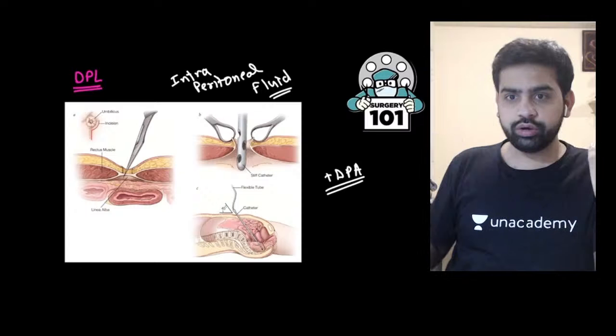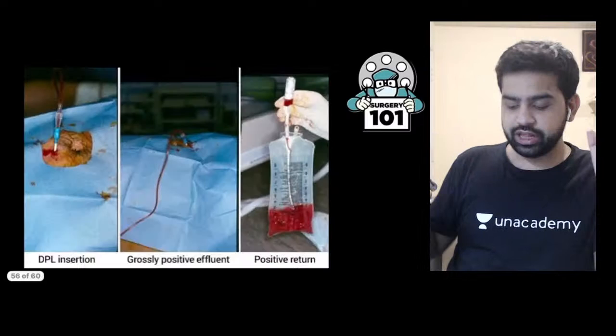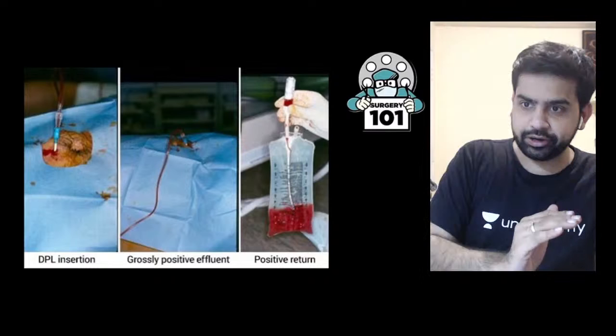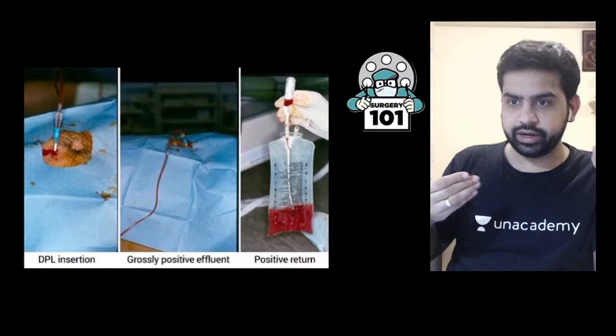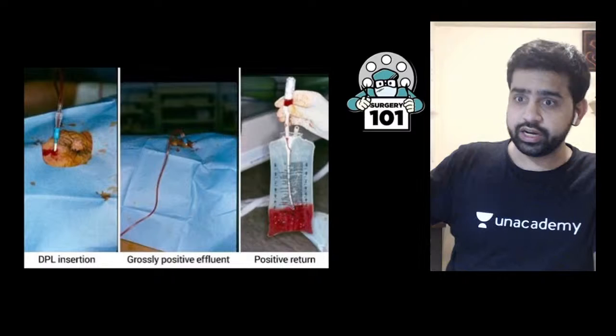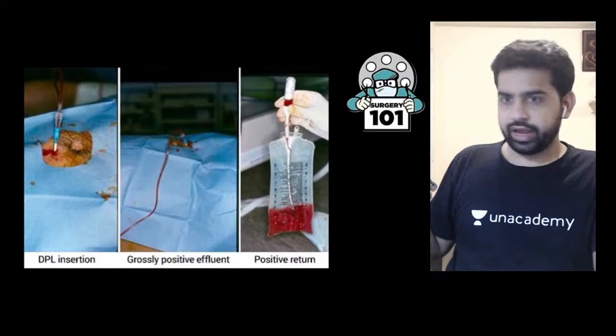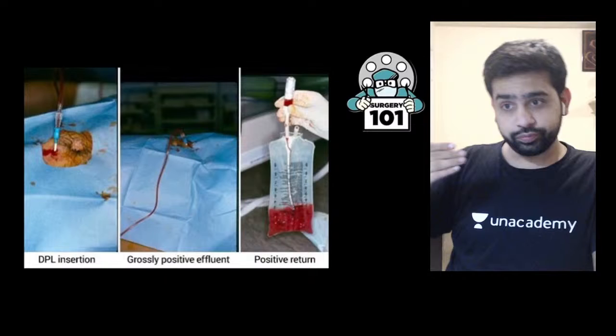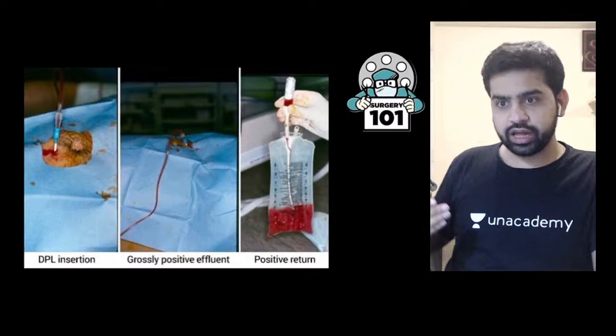But if you don't get this, you attach 1 liter of fluid and let it flow inside the peritoneal cavity. You let the fluid stay there for half an hour. When you re-aspirate the fluid, you send it for microscopic examination. I hope it makes sense.